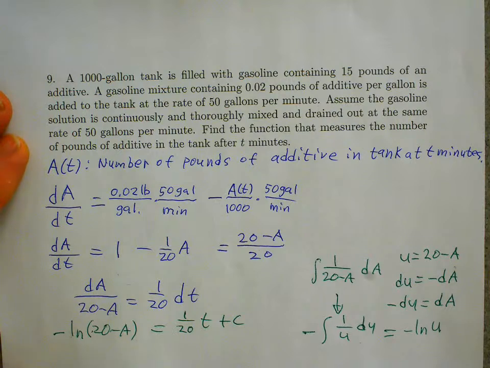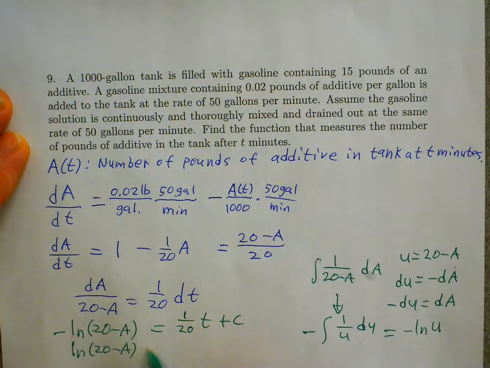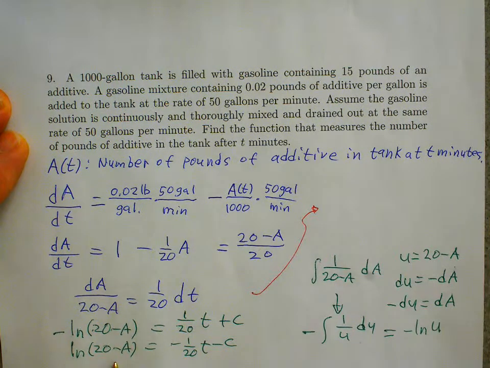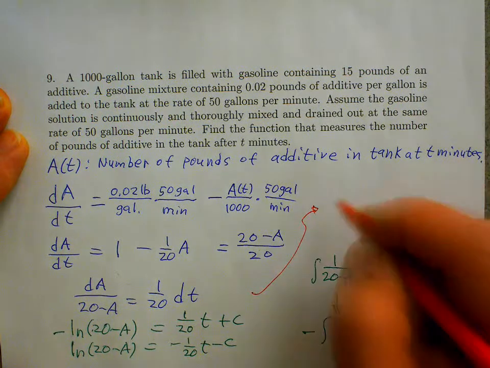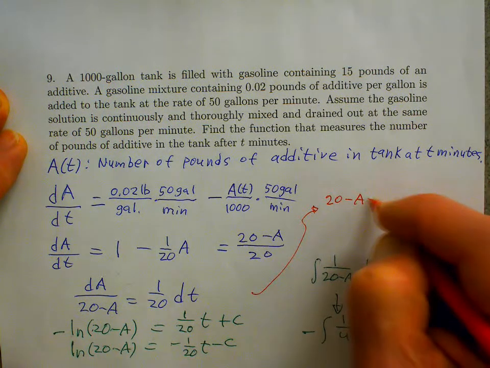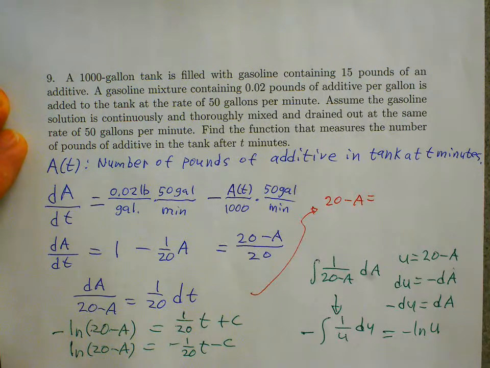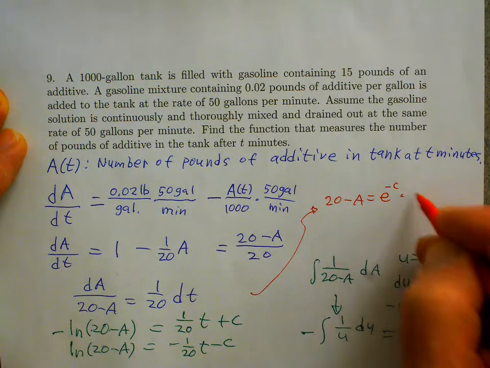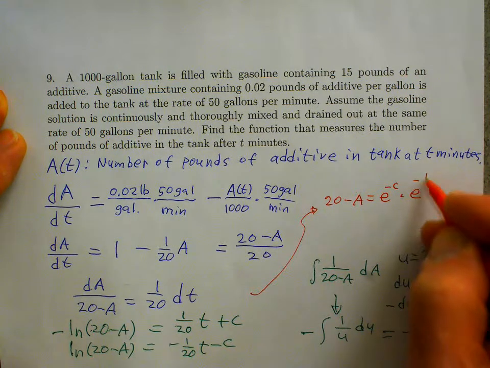I'll take it a little bit further. Multiply both sides by -1, so we get the natural log of 20 minus A equals negative 1/20th t minus c. Then if the natural log of something equals something, then 20 minus A equals e to that, which I'll write as e to the negative c times e to the negative 1/20th t.